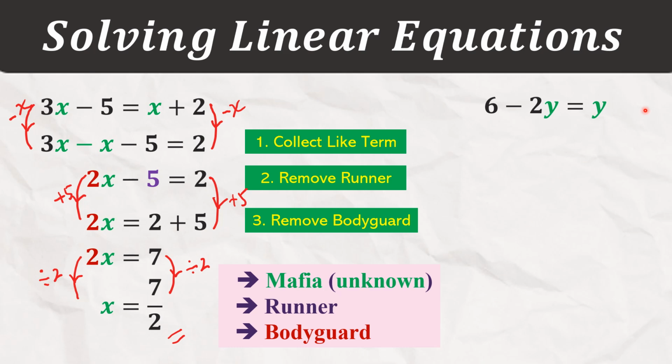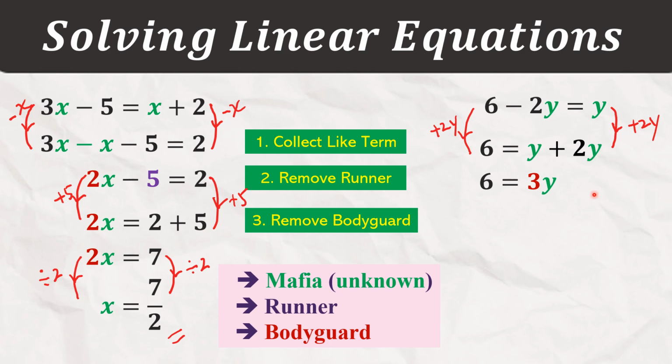Now, let's take a look at the second equation. I'm going to repeat the same procedure. Step number 1, I'm going to collect the like terms. Basically, I'm just going to combine the y terms together. To do that, I'm going to add 2y on both sides. With this, I'm able to simplify till I get 6 is equals to 3y.